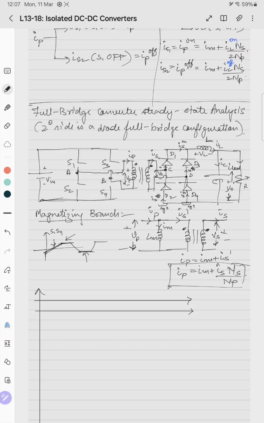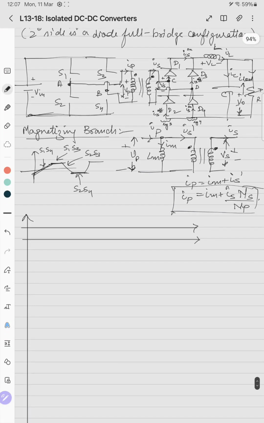And there are two possibilities for VP to be 0. That is either S1, S3 or S2, S4, which can interchange also, and then it will fall when S2, S3 are turned on. Sorry, this is not the case. Yes, S2, S3 is turned on. So in this way we should split the switching of the switches.